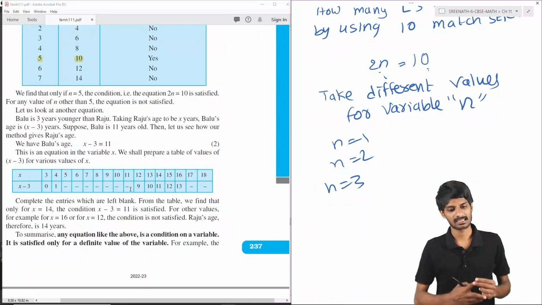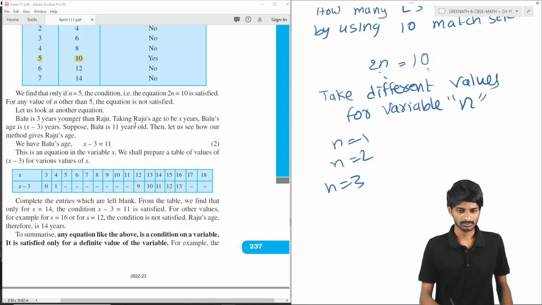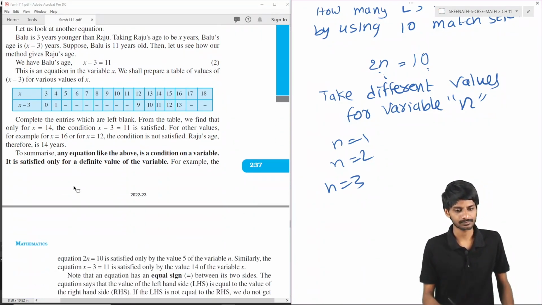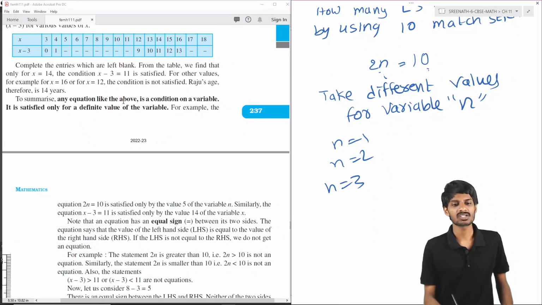So there is another example. Balu is 3 years younger than Raju. Taking Raju's age to be x years, then Balu's age is x minus 3. In this case also you can do the same thing. So an equation like the above is a condition on a variable.